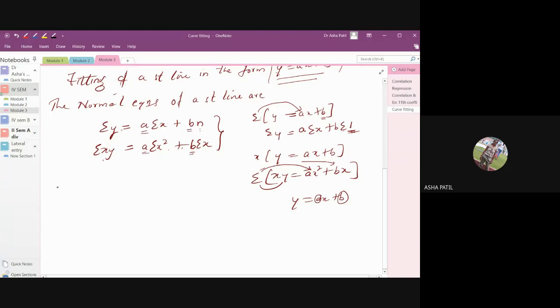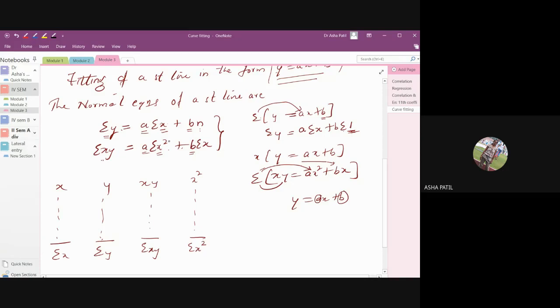So for that, with the given set of values of x and y, we can find summation x and summation y. Then what else do we have? We have summation xy. So go for calculating xy, and get summation xy. Then here it is summation x square. Get the x square values, and get its summation. That will give us summation x square.